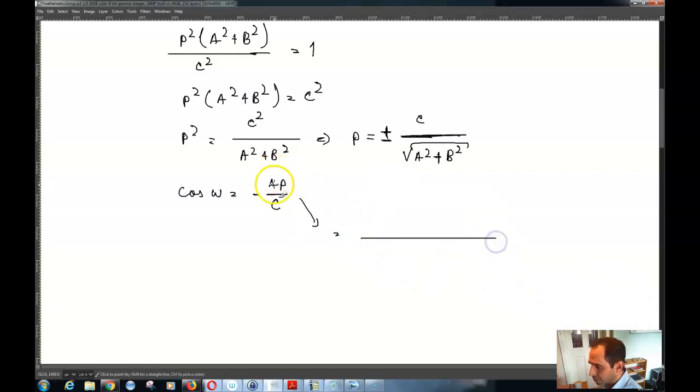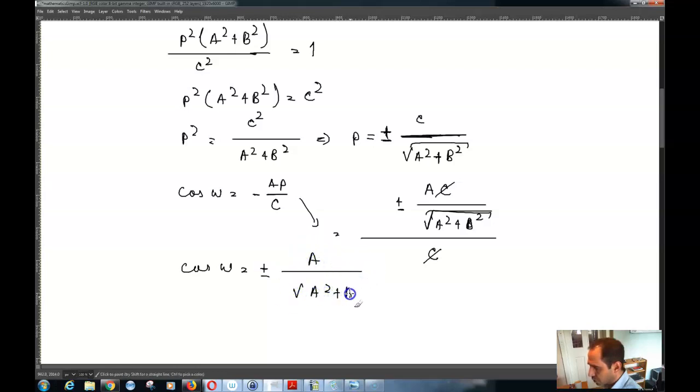So this is equal to a times p, which is plus or minus c over square root of a squared plus b squared, and then you have to divide this by c. So then c and c will cancel out, and you have cos omega is equal to plus or minus a over square root of a squared plus b squared. With the same logic, you can say that sine omega is equal to plus or minus b over the square root of a squared plus b squared. So this is all of the information that we had before.